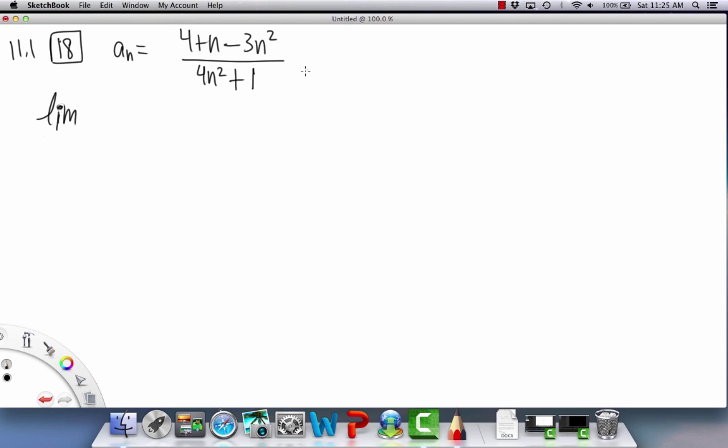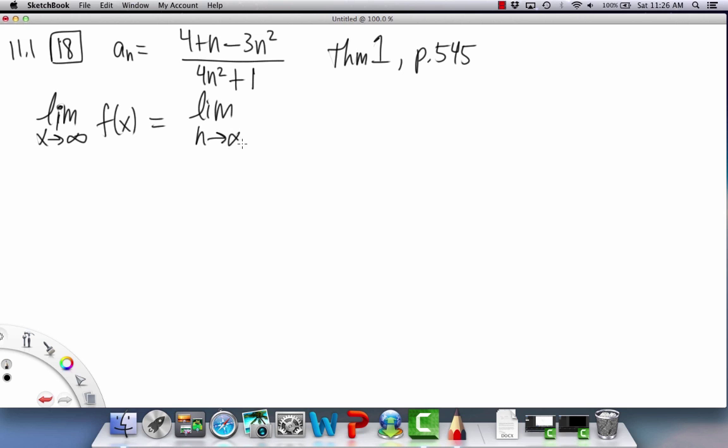So we're going to use theorem number 1. If you want to reference it, it's on page 545. This is the one where we basically can use the function form f of x, and this equals the limit of the sequence a_n.